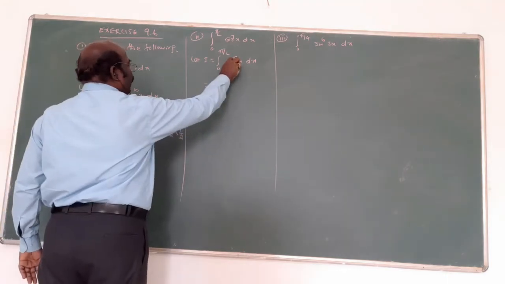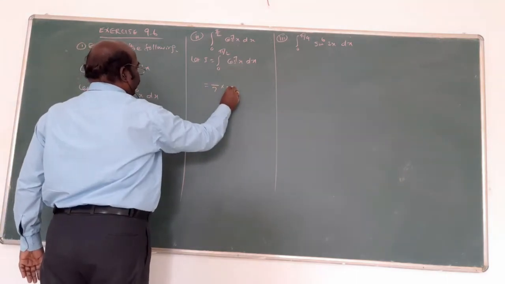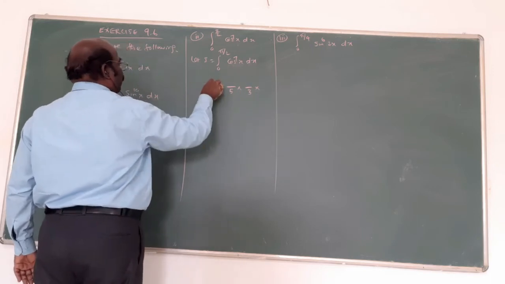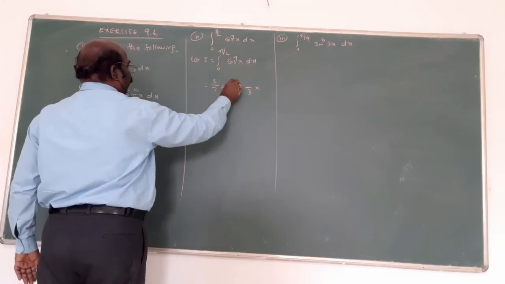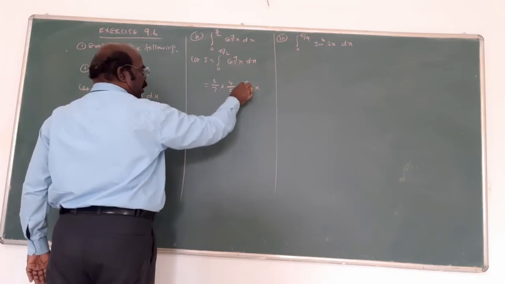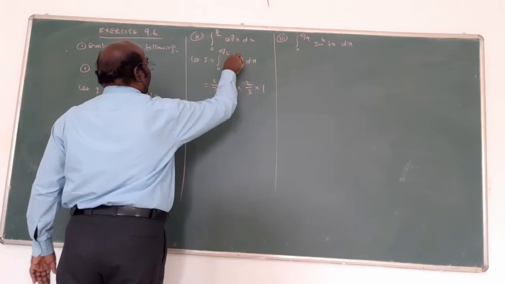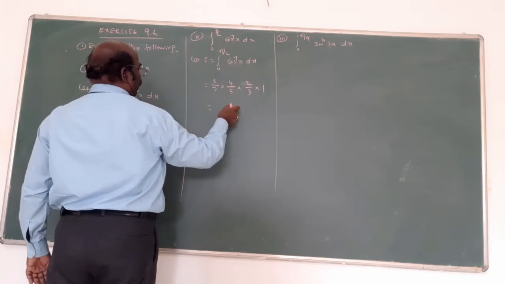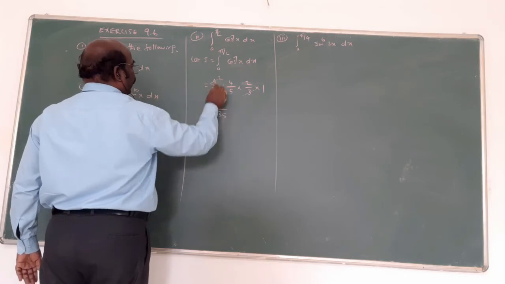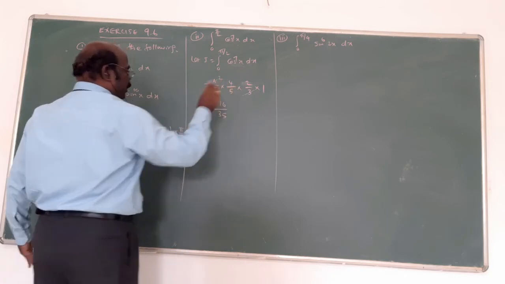Here the power is 7. Here 5. Here 3. Here 1. The power reduces by 2: 6, 4, 2, and 2 by 3 is the last number, into 1, because it is an odd number. Now multiply: 6 times 4 times 2 over 7 times 5 times 3, cancel. So 16 by 35. That's all. This is the answer.